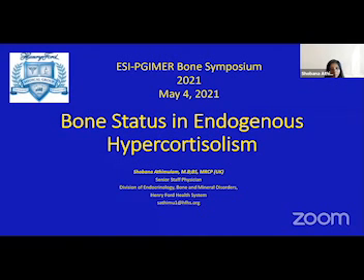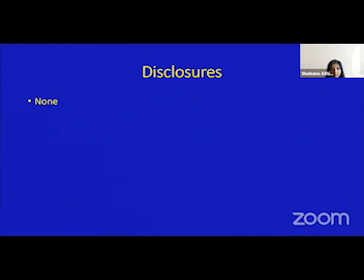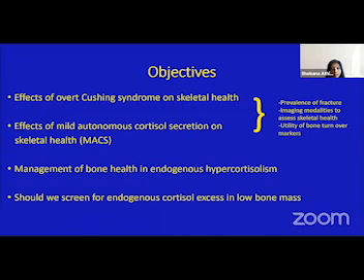I'll be talking on the bone status in endogenous hypercortisolism. I have nothing to disclose. The bulk of my talk today will be focused on the effects of overt Cushing syndrome and mild autonomous cortisol secretion on skeletal health.